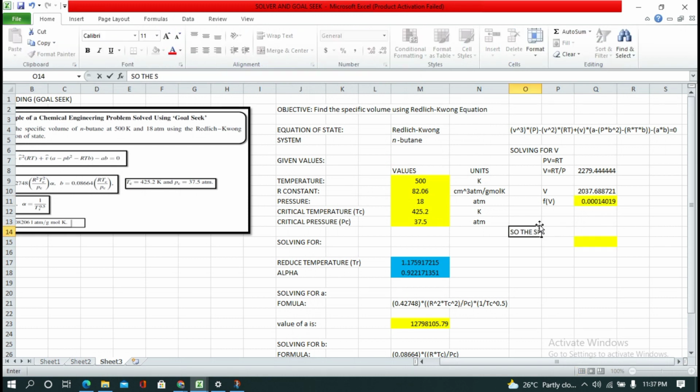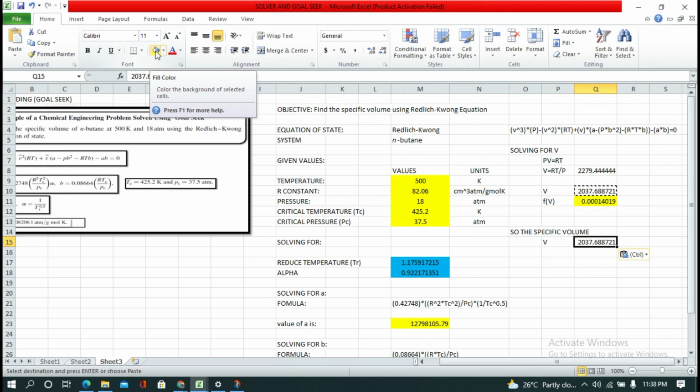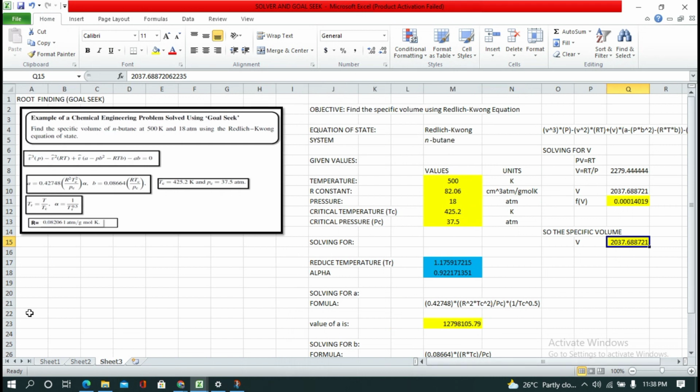So the specific volume is equal to this one. Control C. This is our value of the specific volume of the N-butane using the Redlich-Kwong equation of state. So that's it. That's all for this video. Thanks and have a nice day.